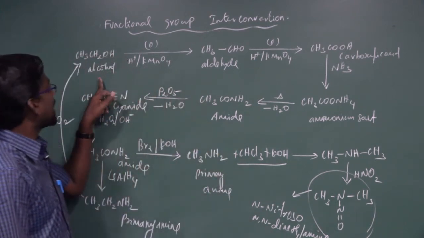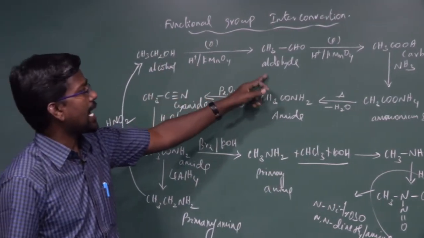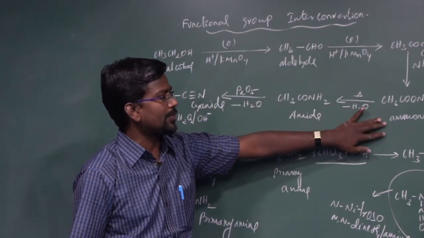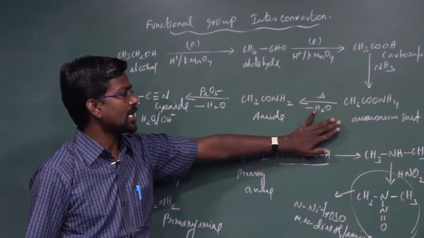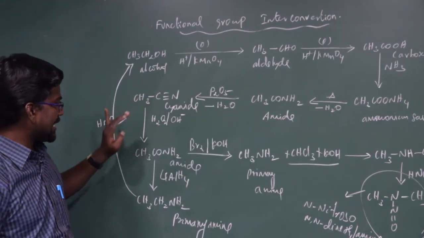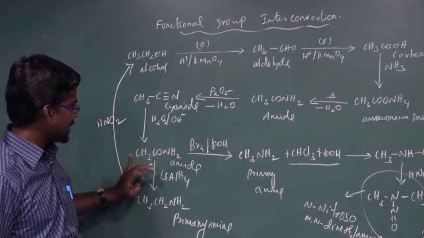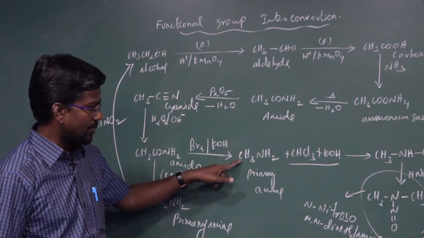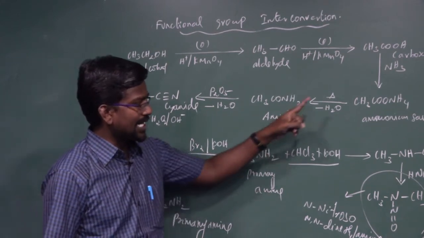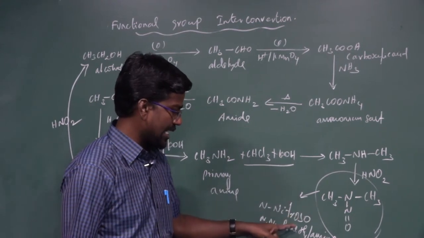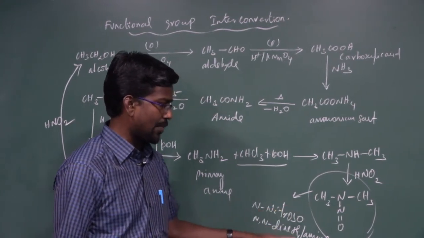So, the alcohol functional group can become the aldehyde. Aldehyde functional group can be converted to carboxylic acid. Carboxylic acid functional group can be converted into what? Ammonium salt. Ammonium salt can be converted to amide. Amide is further converted to cyanide. Cyanide will convert to amide. Amide to the primary amine, with one less carbon atom. Primary amine can be converted into secondary amine. Secondary amine can be converted into N-nitroso, N, N-dimethyl amine.